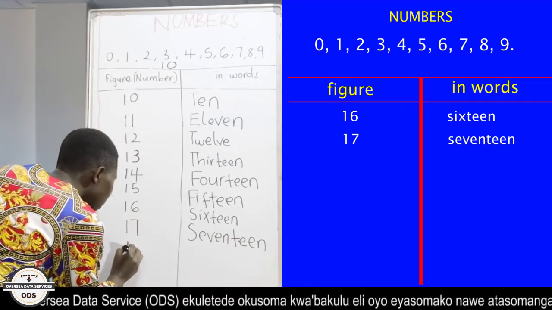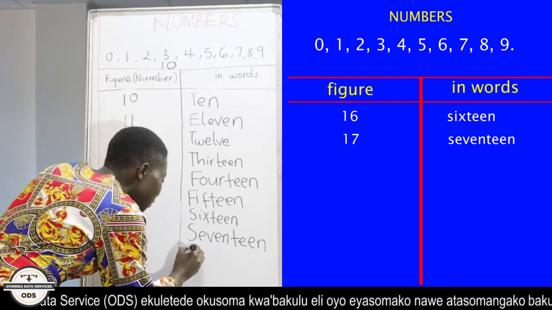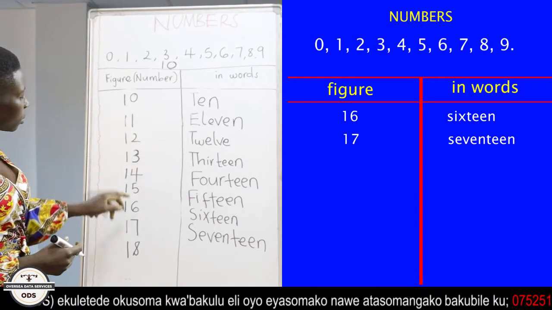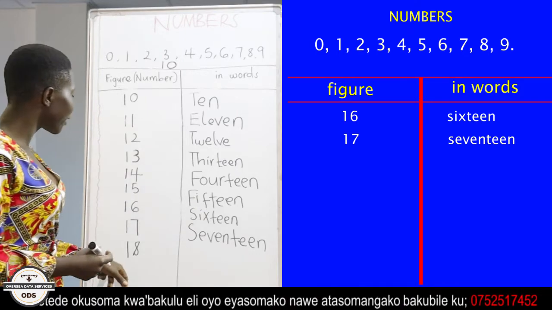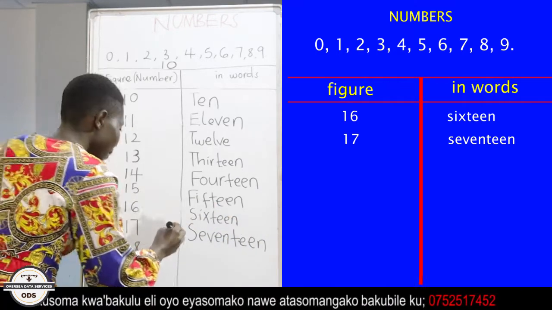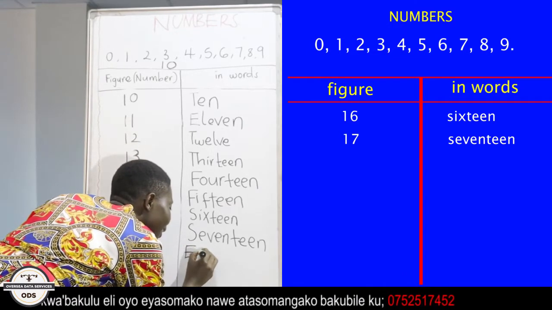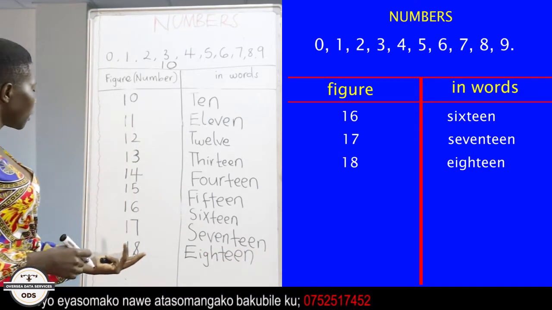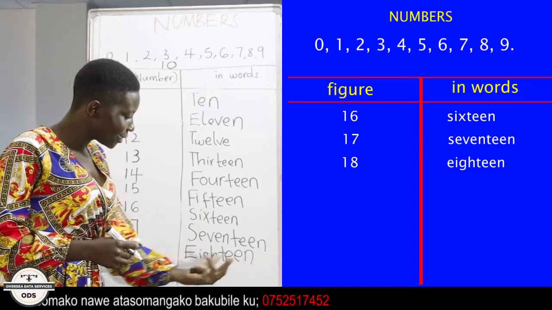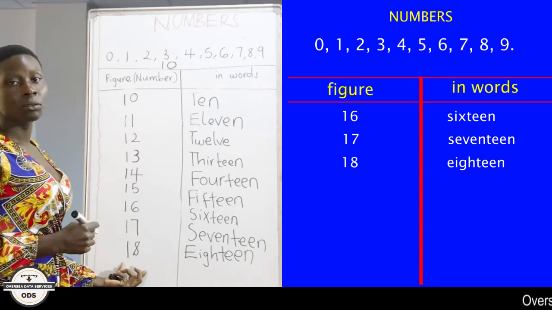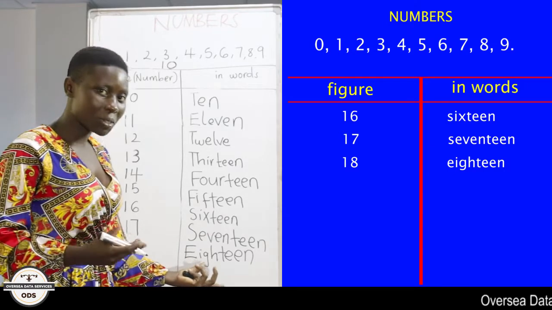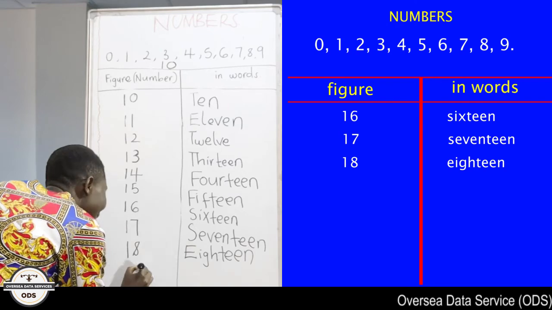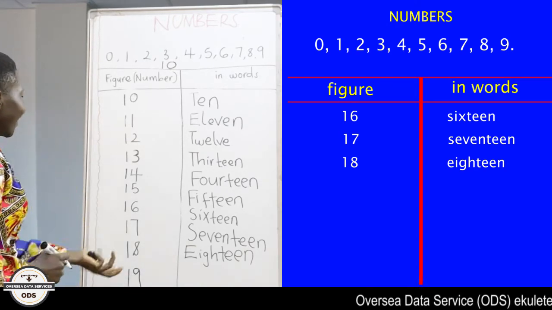Okay, let us continue. We have 18. Have you now discovered that this word is common in all these numbers, the ones I told you from 13 up to 19? We have 18 here. Still the word is there, teen. We write 18 in figures, then in words. Okay? Let us continue. We have 19.